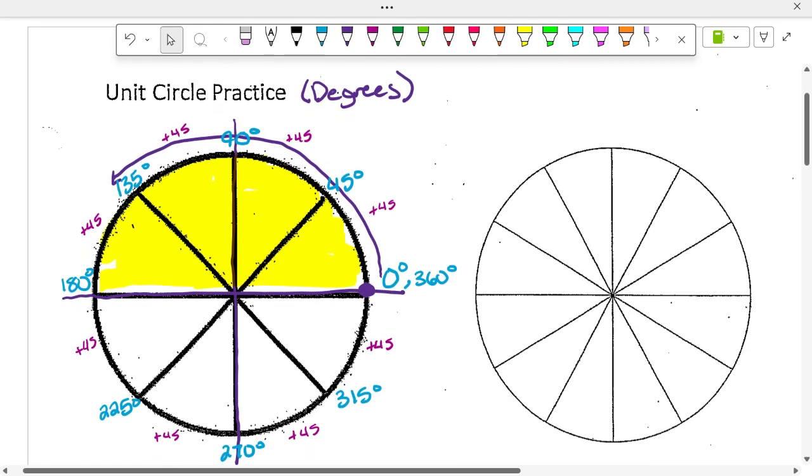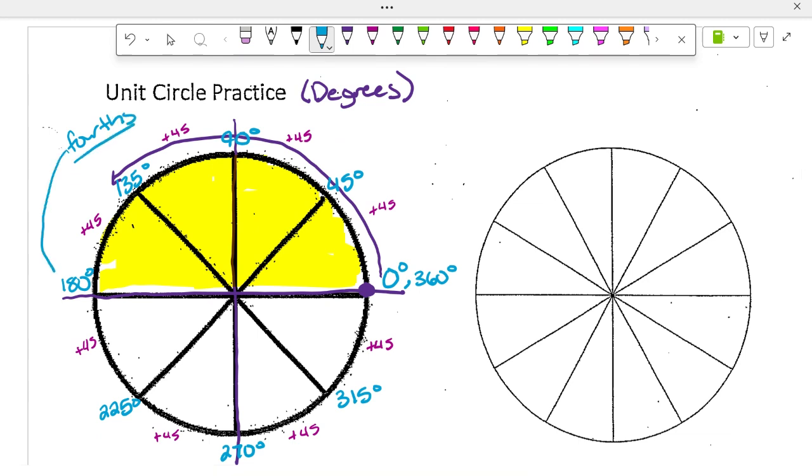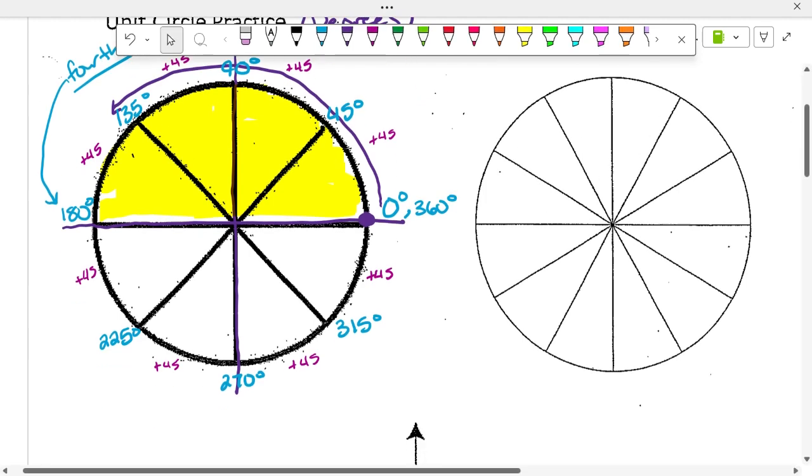So this first circle references the fourths. And again, by fourths, I mean in terms of 180. So that's why I only highlight the top part, because when we're talking about fourths, we're talking about in terms of 180. If you want to do it in terms of a whole circle, it'd be eighths. But you'll see why I'm saying fourths when we get to radians. It makes way more sense when we do the radians. That's why it's called fourths. Okay?